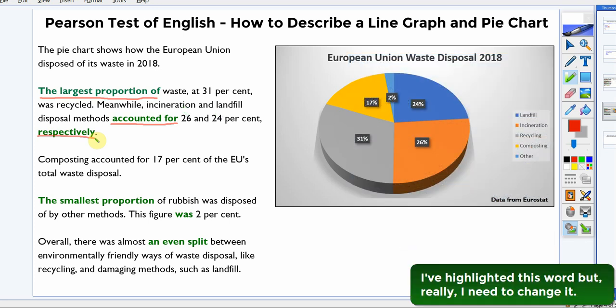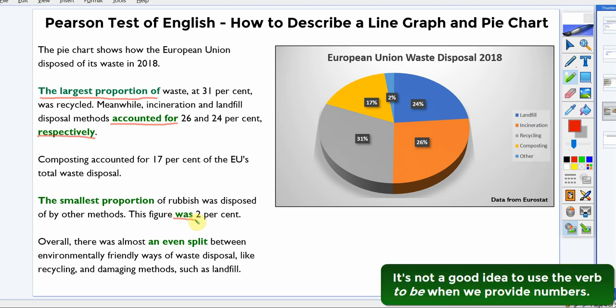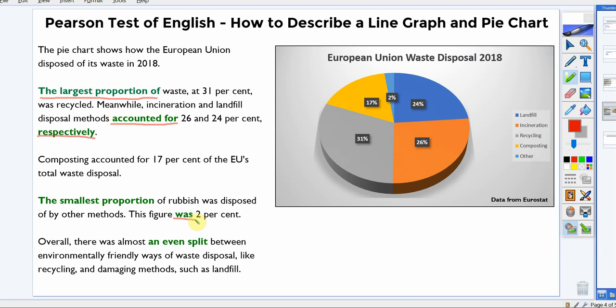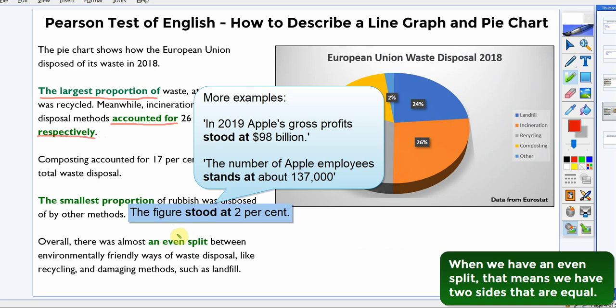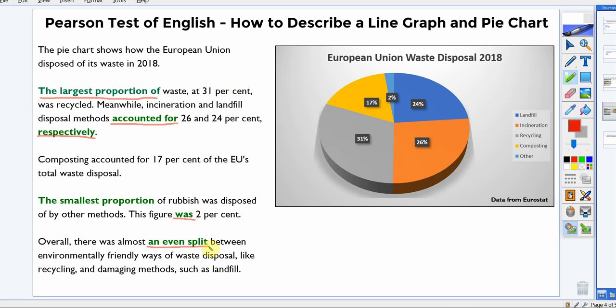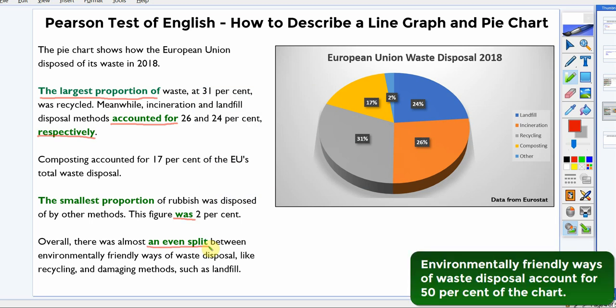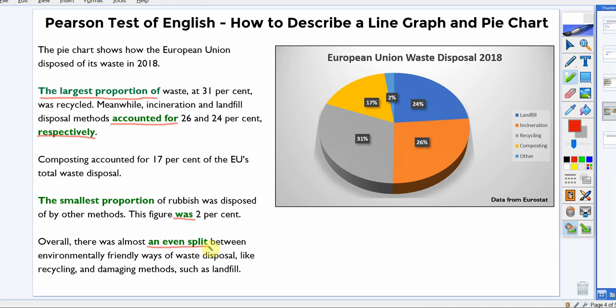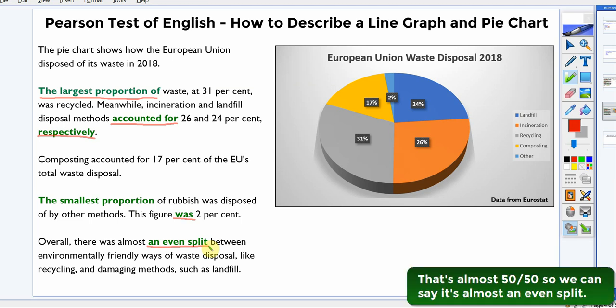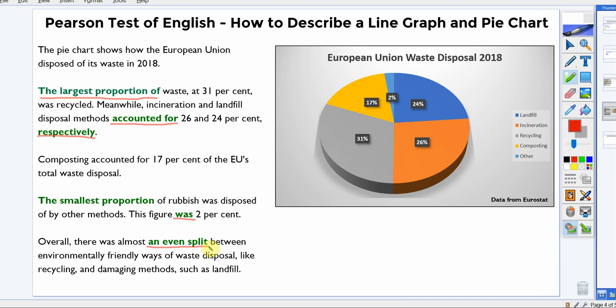I've highlighted this word, but really I need to change it. It's not a good idea to use the verb to be when we provide numbers. This is a much better verb. When we have an even split, that means we have 2 sides that are equal. Environmentally friendly ways of waste disposal account for 50% of the chart. Environmentally damaging ways account for 48%. That's almost 50-50, so we can say it's almost an even split.